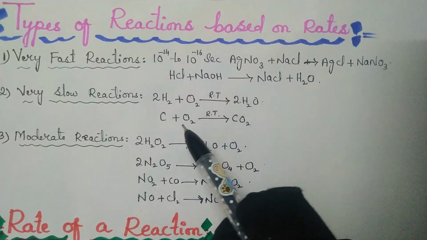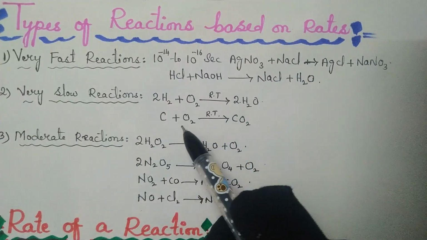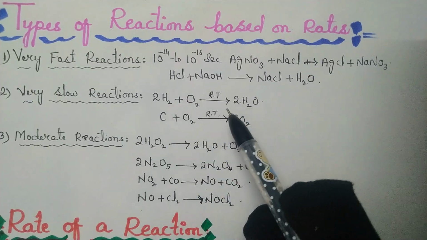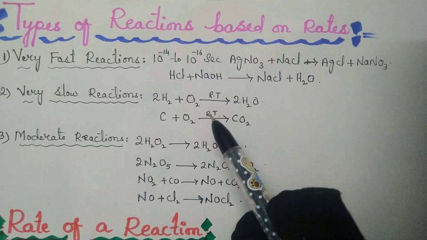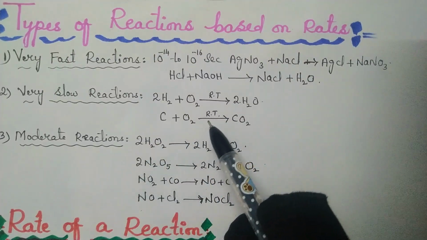The next example is the reaction between carbon and oxygen at room temperature. Another example is the rusting of iron, which also occurs very slowly.